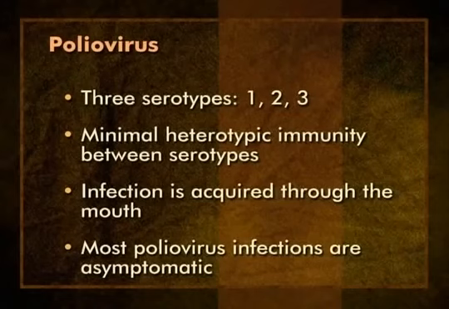The infection is acquired through the mouth. The virus initially replicates in the pharynx and GI tract, then spreads to the lymphatics and other tissues, including the central nervous system. Most poliovirus infections are asymptomatic. However, about 1 in 200 infected persons develop permanent paralysis. The paralysis caused by poliovirus is usually asymmetric, and sensory function is intact.